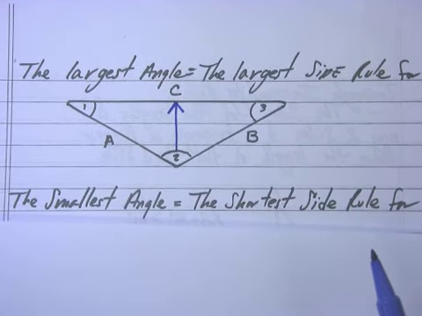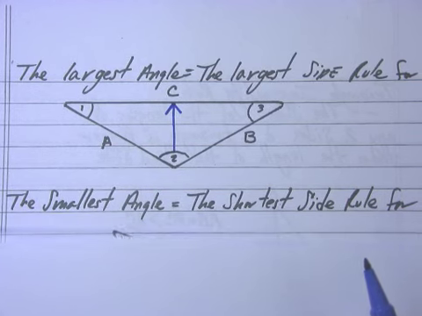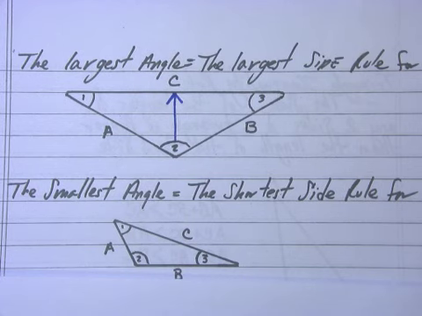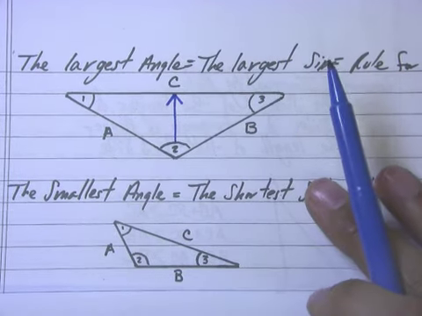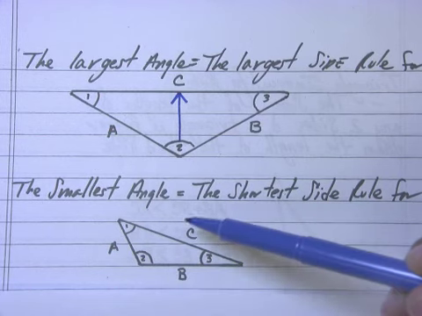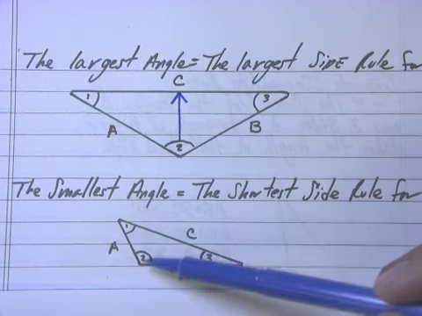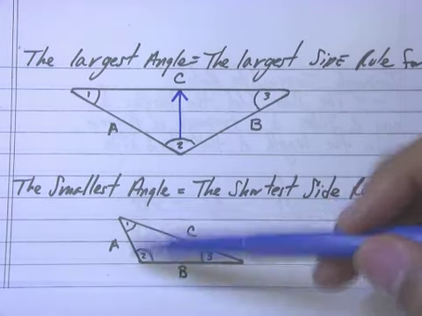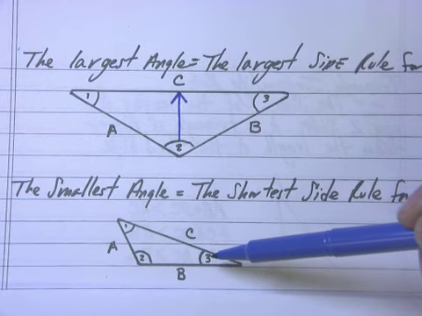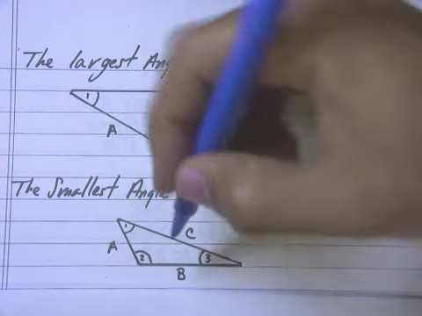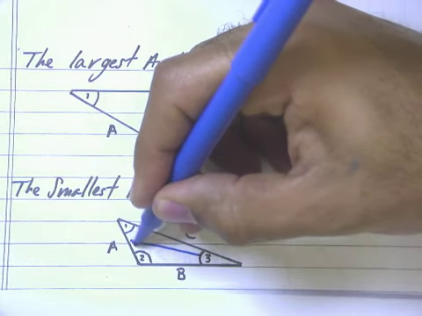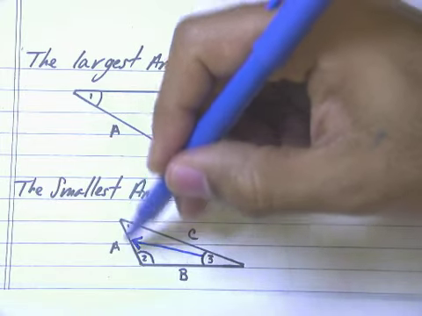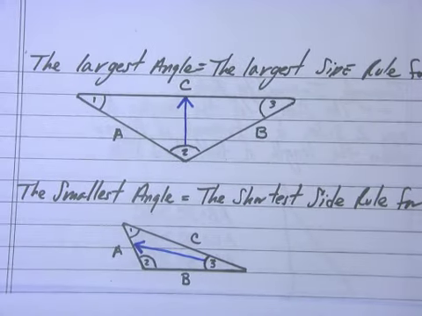Similarly, we have the smallest angle equals the shortest side rule for triangles. What that's saying is that the smallest angle is across from the shortest side. So if I look here at this triangle, I have sides A, B, and C. I have angles 1, 2, and 3. And if you notice here, A is the shortest side, which means then that angle 3 is the smallest angle. So if you look here, angle 3 is the smallest angle, and it's pointing towards A, the smallest side.